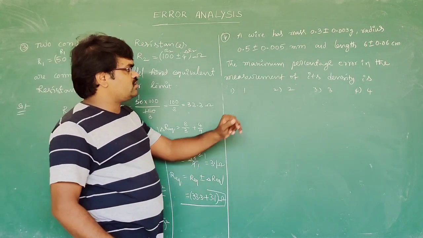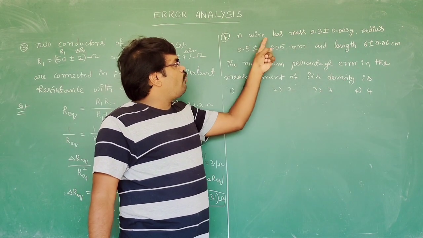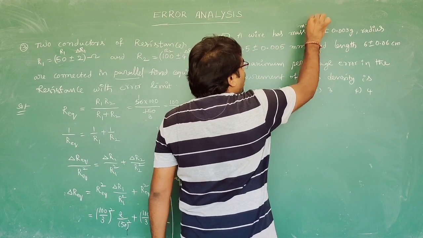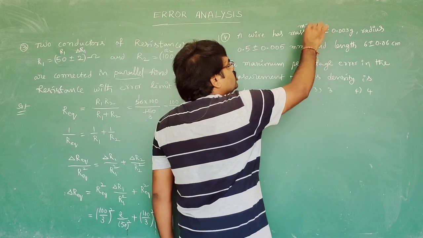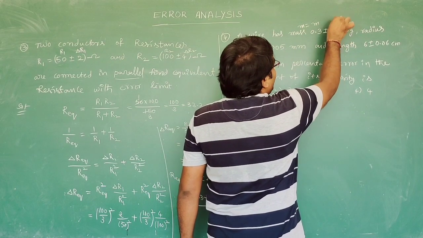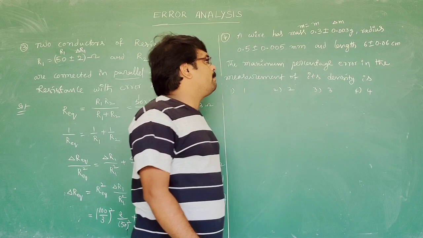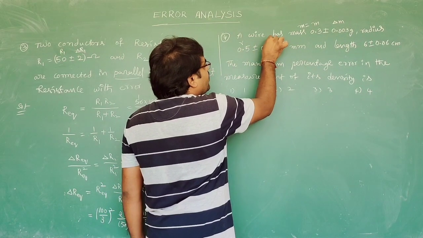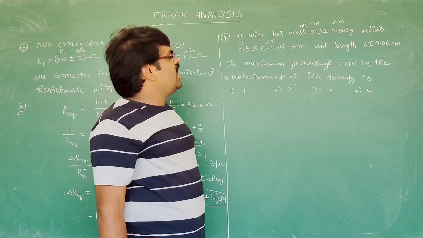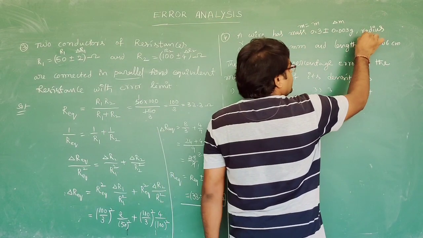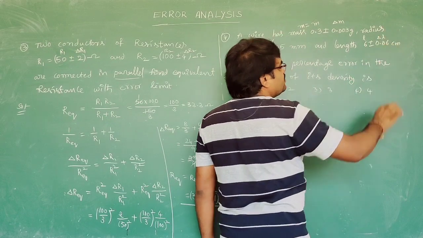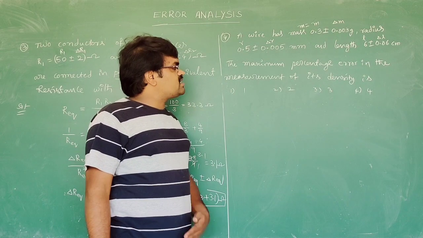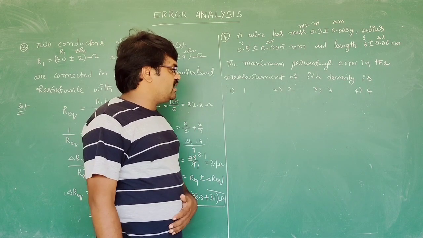It's very important. You can see that a wire has a mass given. This is the mass of wire, this is the true value, and this is the error value delta m. Radius, this is r, and this is delta r. And the length L, this is delta L. What is the maximum percentage error in the measurement of its density?